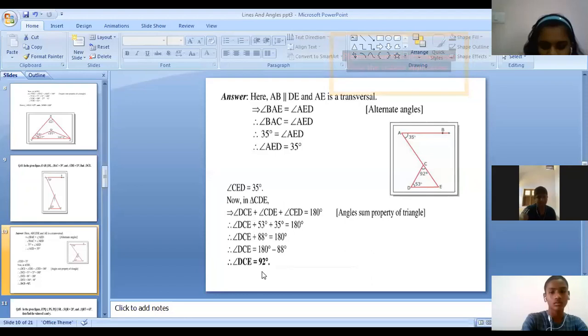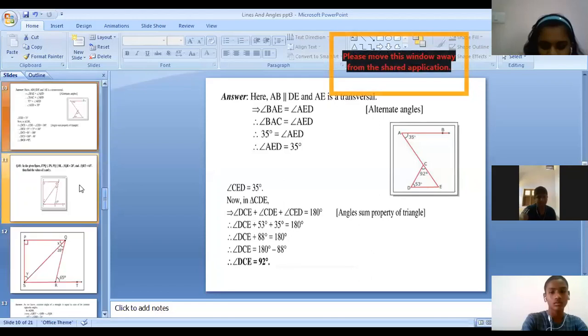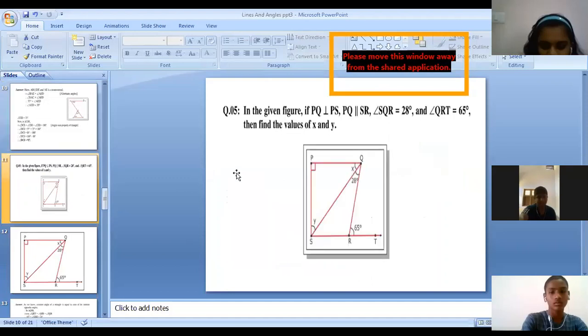Is it clear, children? Yes, ma'am. Now, let us go with the next question. In the given figure, PQ is perpendicular to PS. Gayatri, can you read this here?